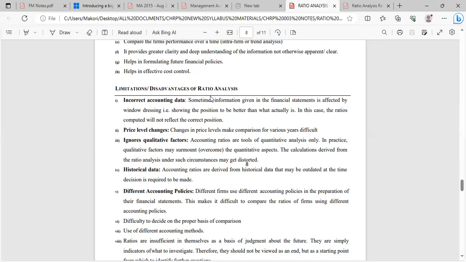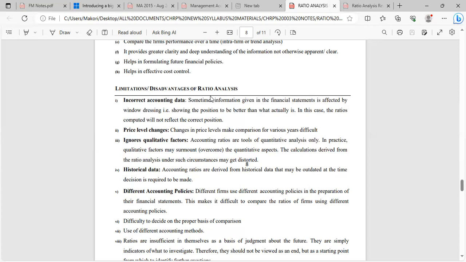Historical data. Ratios are calculated using outdated or previous data. Remember, we calculate ratios at the end of the financial year using the data that has occurred in that year. So if we are calculating the ratios on 1st December, that is data that has occurred this year from January.